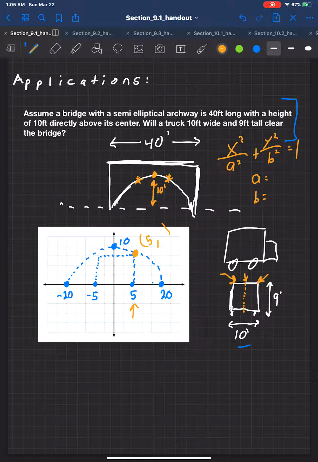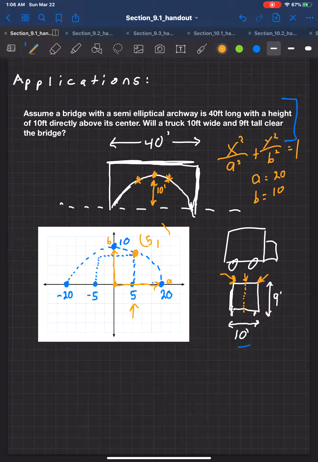All right, well, in this case, remember that a is the distance along the major axis, right? So this is a. So a is equal to 20, and then b would be the distance along the minor axis from the center to the co-vertice. So in this case, b is going to be equal to 10.